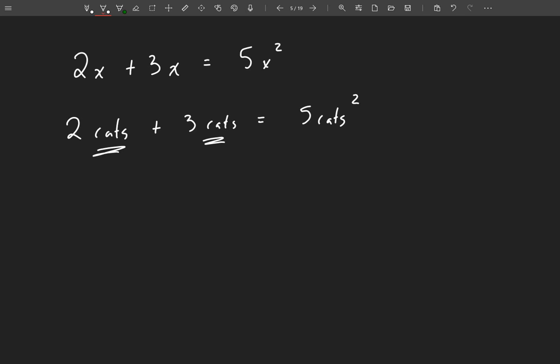So really what we're doing, just to be clear, is we're saying I've got 2 of these, whatever this is. It doesn't matter that it's a letter. Like I said, it could be a cat, it doesn't matter. And I've got 3 of these, same thing. So how many of these do I have? Well, it's the same thing. I'm just adding it up.